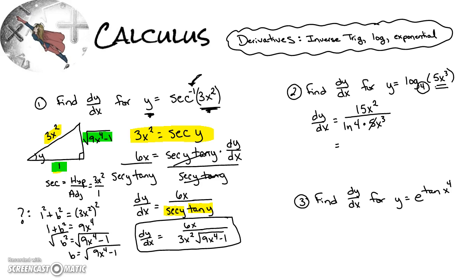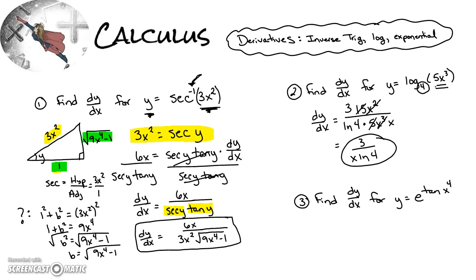The 5 goes into the 15 3 times, and then this x squared will cause this to be just an x. So our final answer would be 3, and it's probably good to write the x first in front of the ln, because you don't want someone thinking it's the ln of 4x. It's just the ln of 4. So this is our final answer for that.